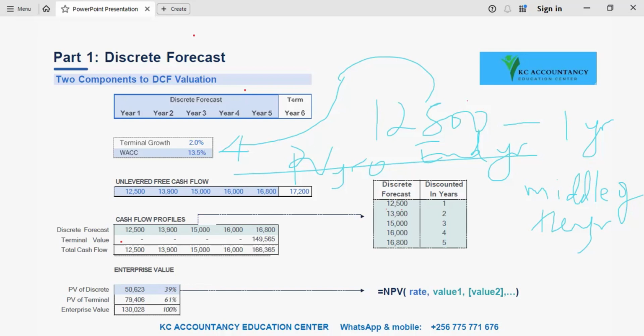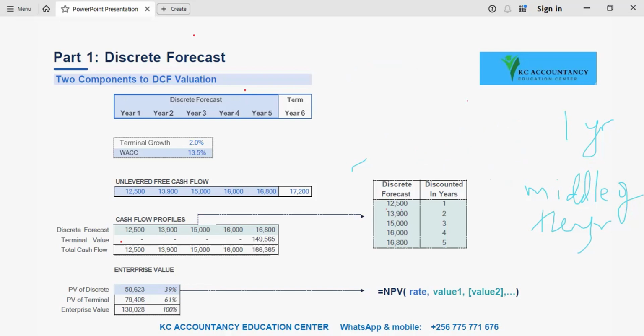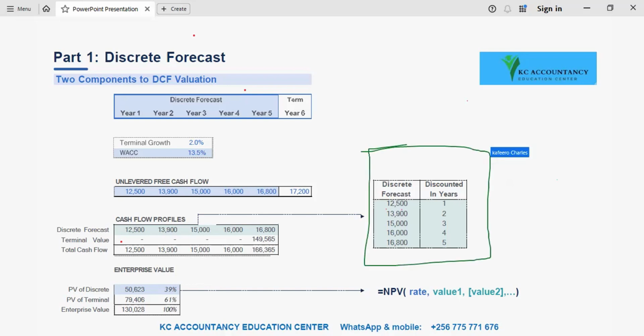For now, let's move forward and take a look at part 2, which is the terminal value. But I want you to get this clearly from the timing perspective, because I'm going to repeat this. From that box on our right hand side, we want to make sure that the NPV function we are using is actually giving us the right present value as at the timing perspective.